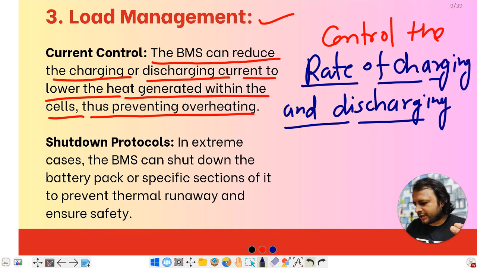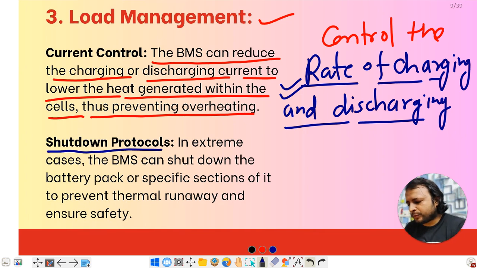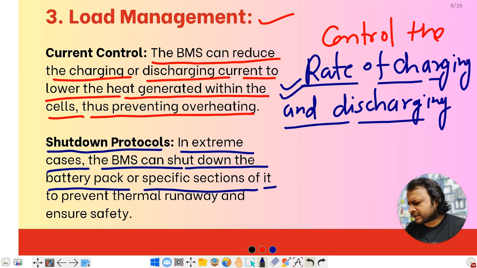It depends upon the heating system, is designed for the surrounding temperature to balance the surrounding temperature. But just for an example, controlling the rate of charging or discharging is very much important for making the safer battery pack. And there are shutdown protocols. In extreme conditions, the BMS can shut down the battery pack or a specific section of it to prevent the thermal runaway and ensure safety.